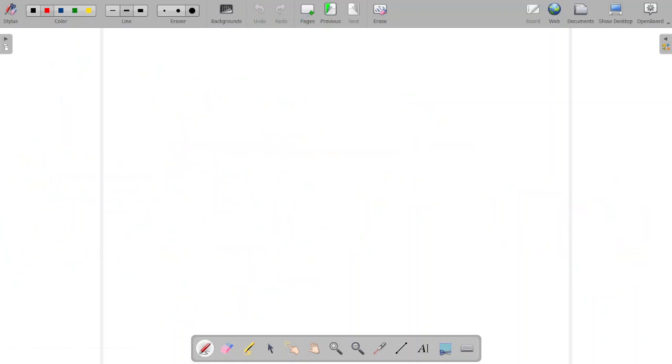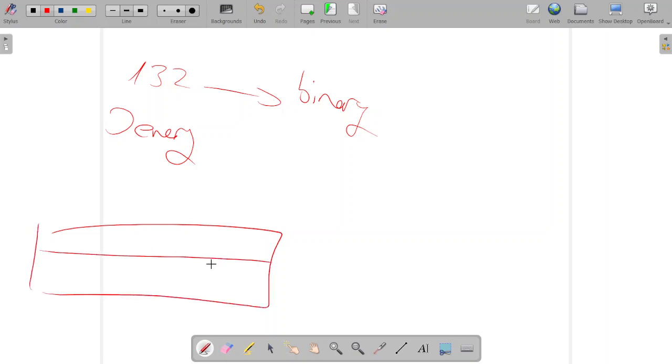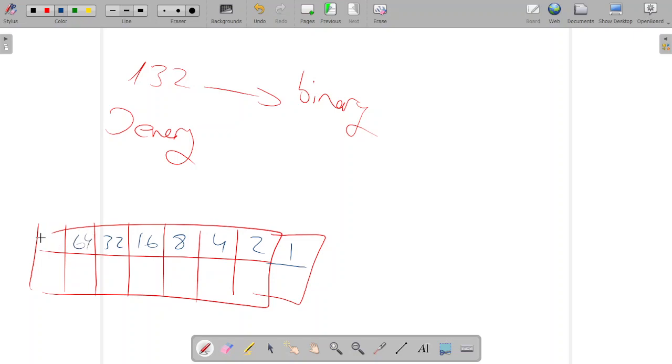Now, how can we do the opposite? Let's say that I gave you a number, something like 132, and this is representing a denary, and I ask you to convert it into a binary. How can you do that? Basically, we'll try to use the weights of the binary. Say that we're talking about a binary that consists of 8 digits. It's going to be 1, 2, 4. This is the weight of the digit of the binary.